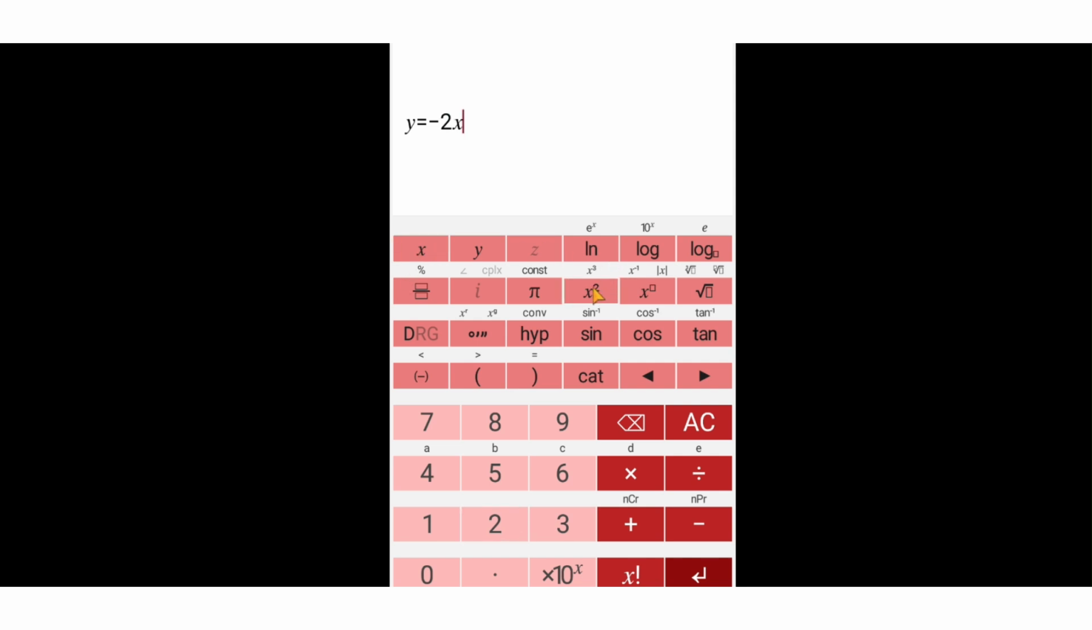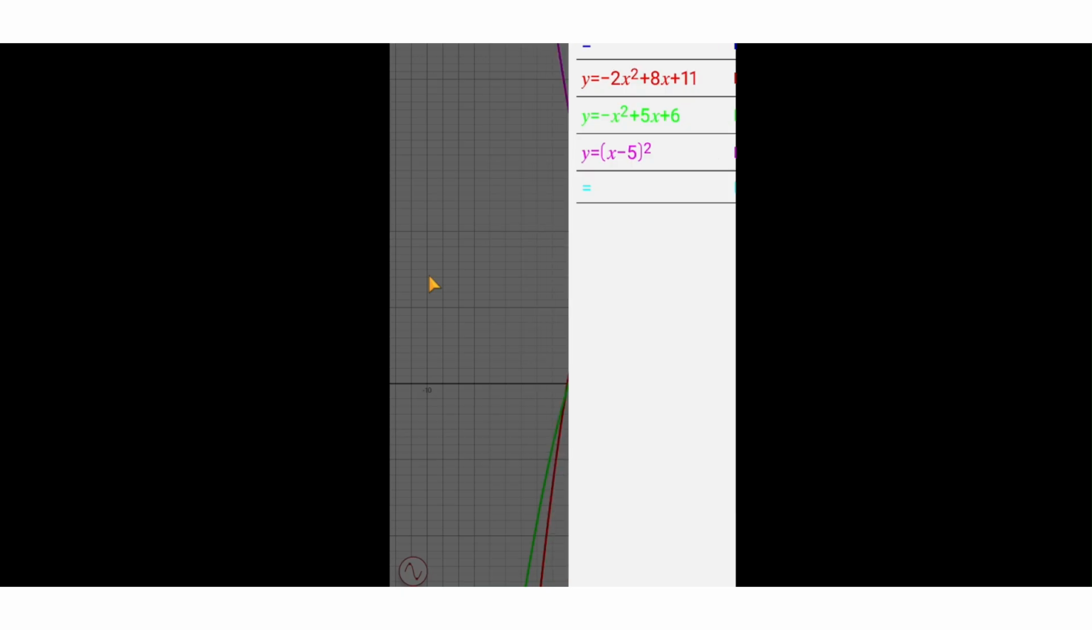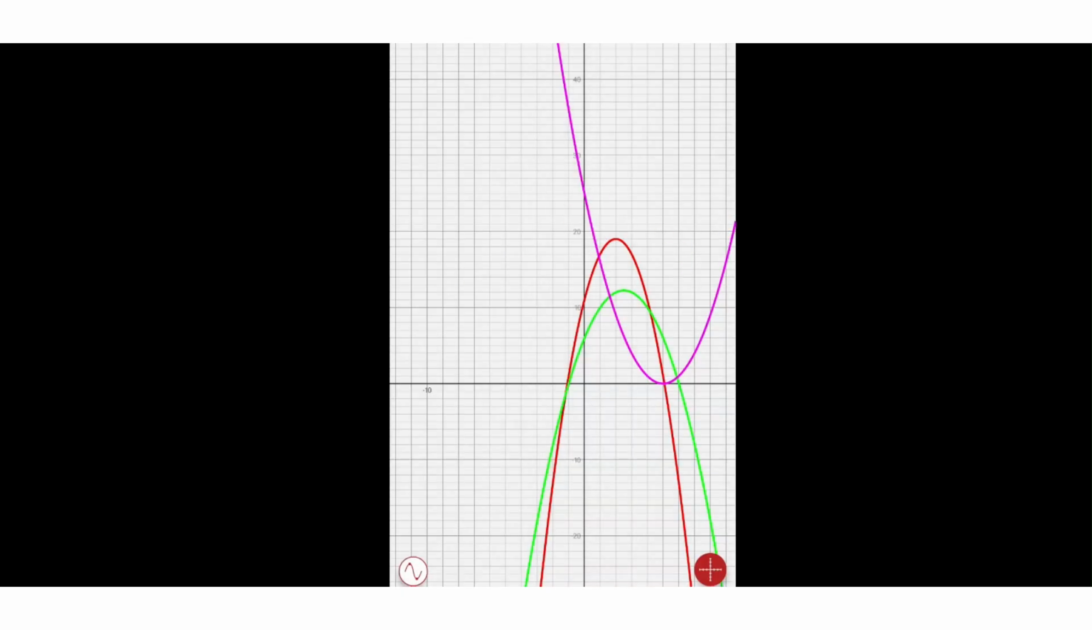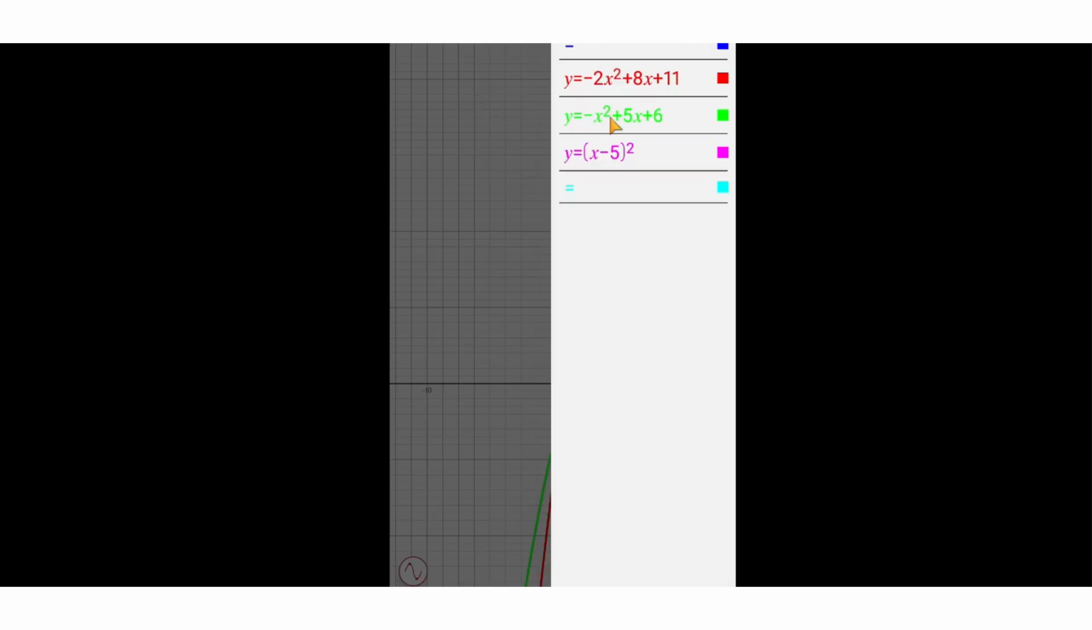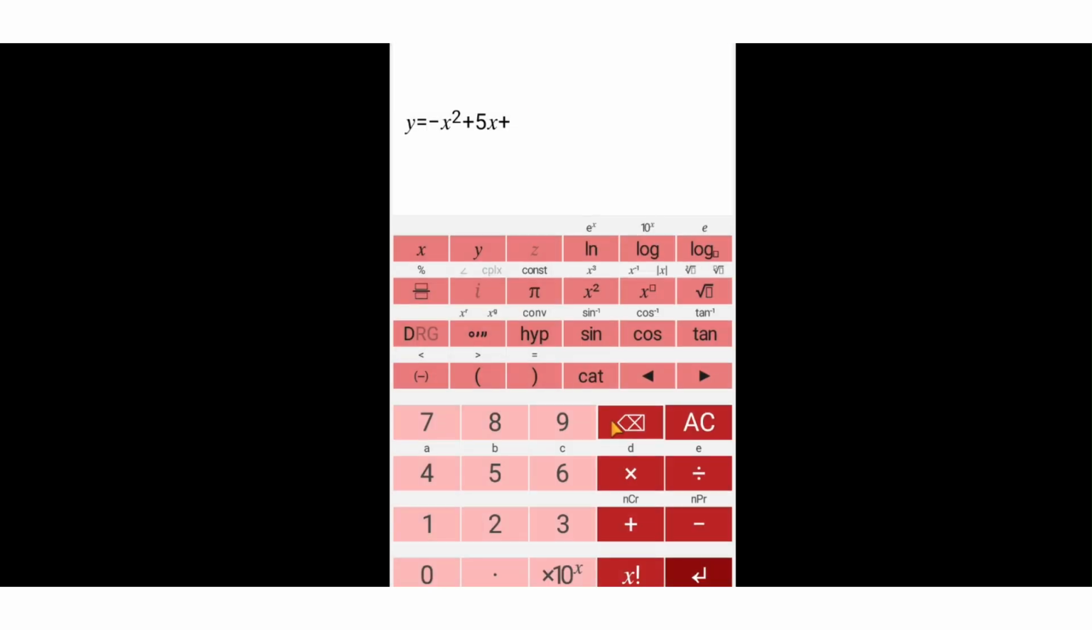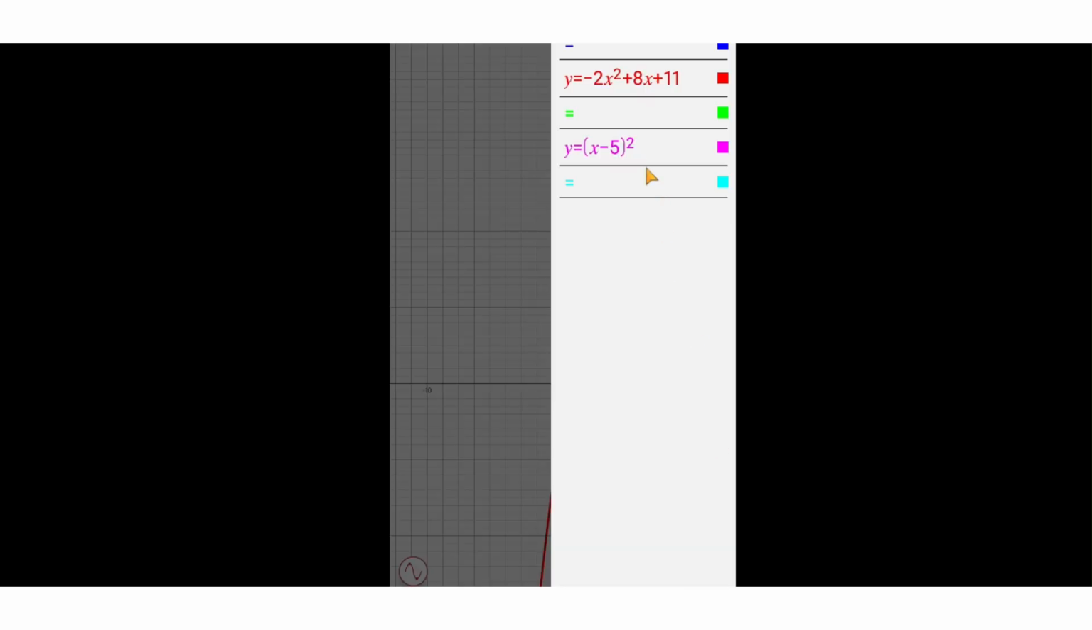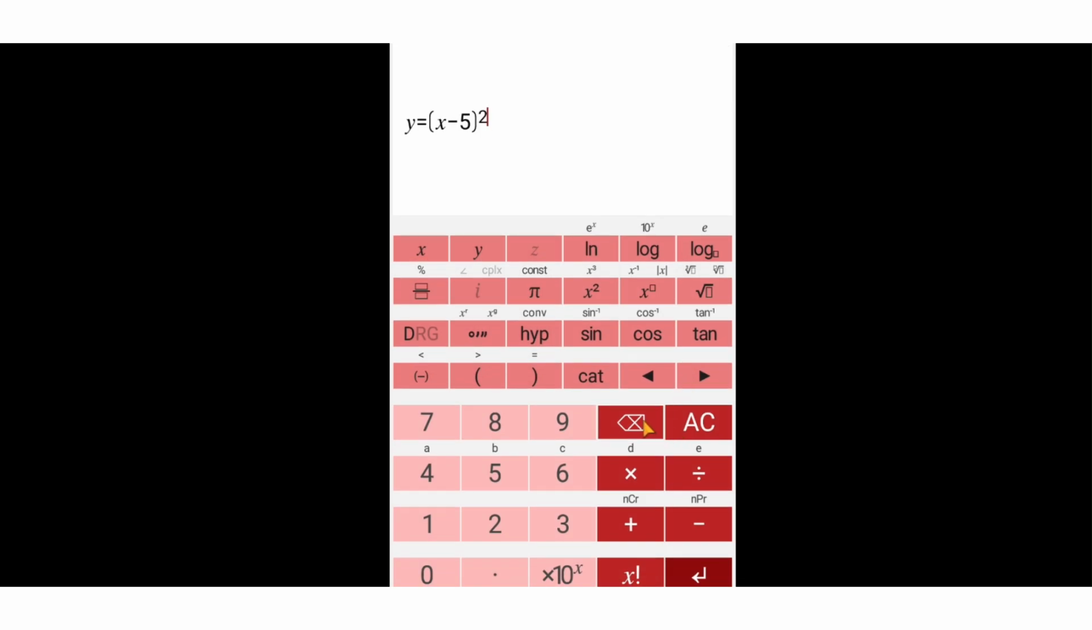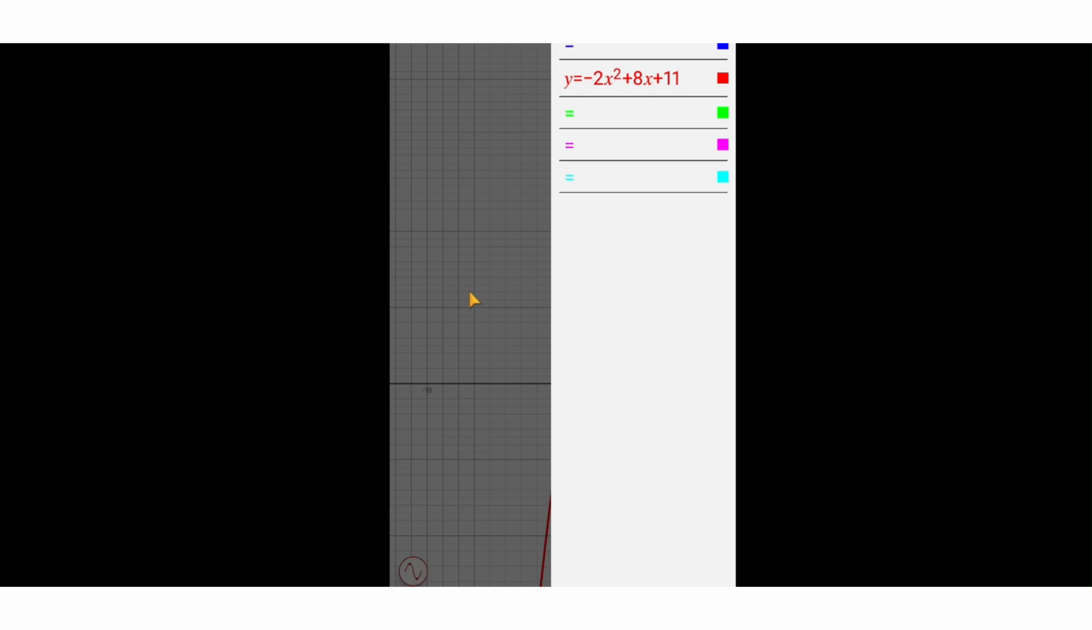I want you to see how the graph looks. Negative 2x squared plus 8x plus 11. Right? So if you have this, it's the red graph, please. Looks like I have to remove these other two, so that what we're looking at is going to be clear. Clear as crystal. The graph of negative 2x squared plus 8x plus 11 is shown.